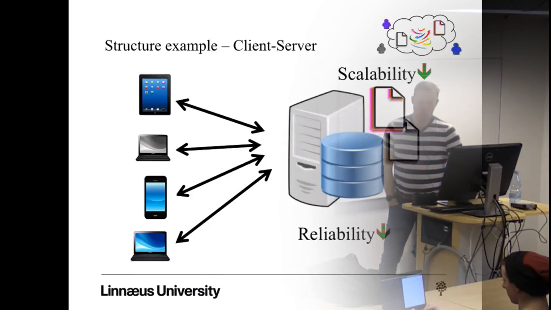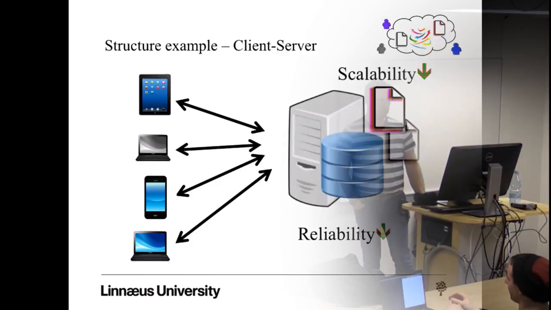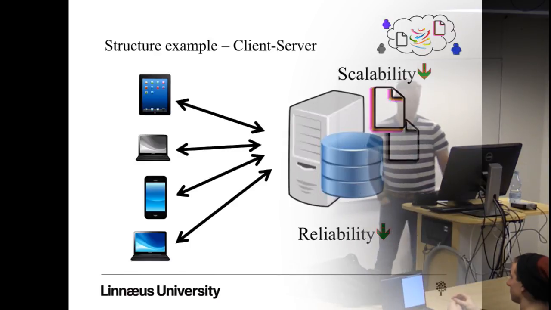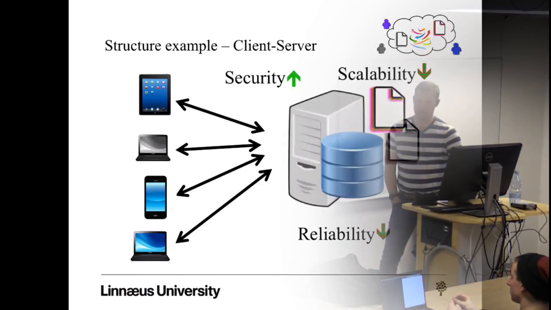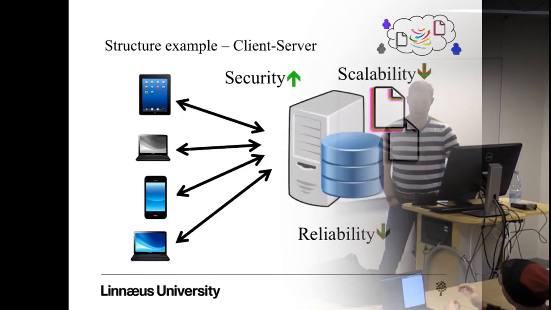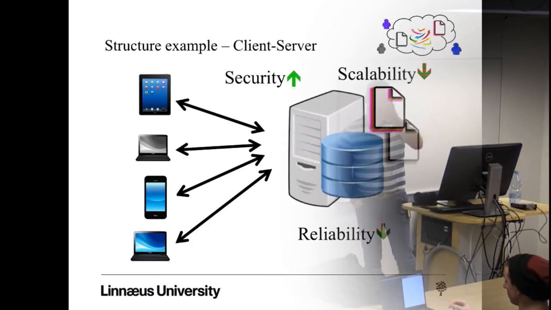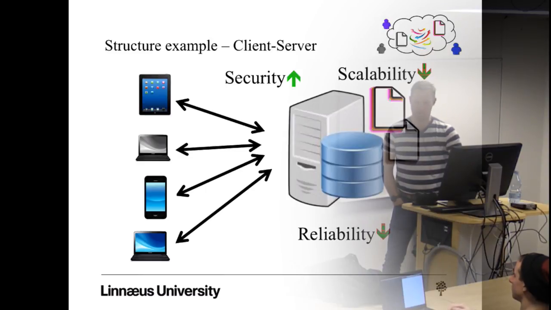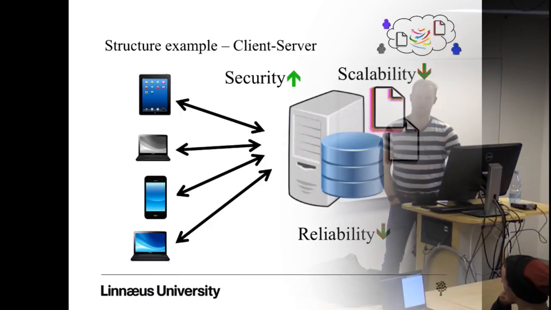What else do we have? Reliability. Single point of failure. Of course, we have a server. Reliability goes down. However, security is kind of easy here, because we have one single interface between the clients and the server. So we just need to make sure that that communication, that interface is secure. If we can do that, we have, well, a little bit oversimplification maybe, but we have secured the system.